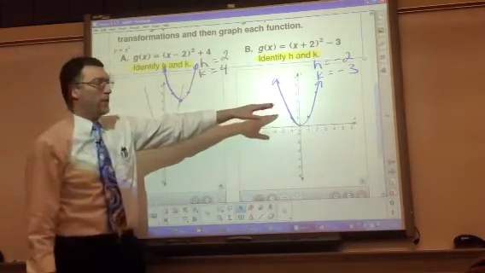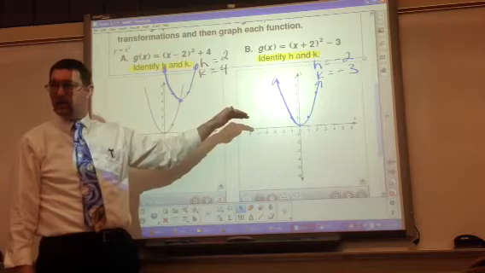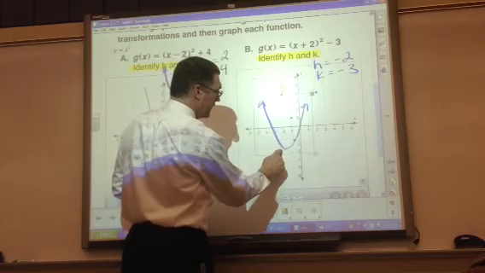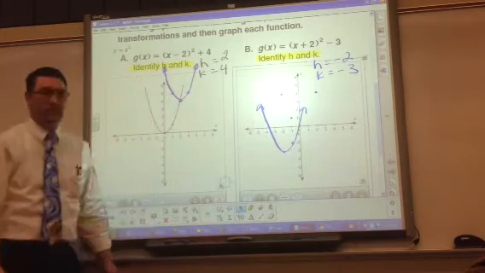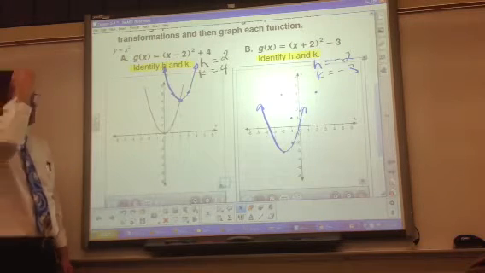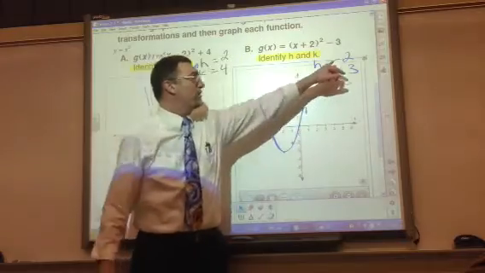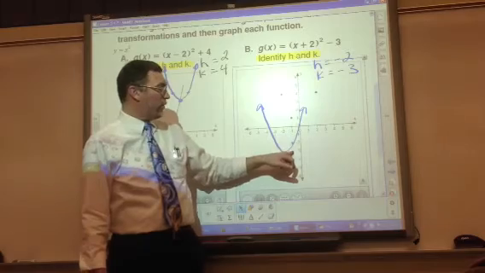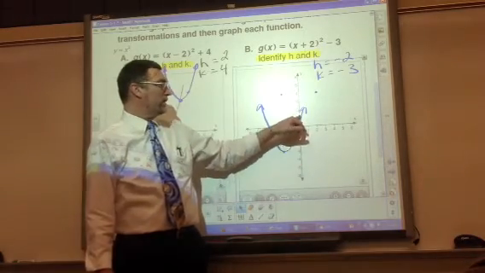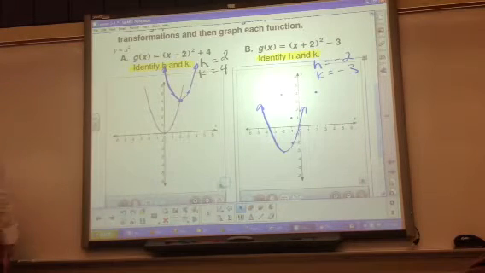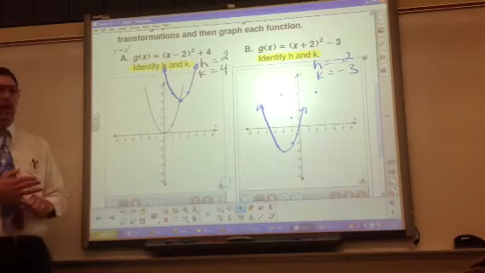So we're going to take this graph and move it to the left 2 and down 3, and there's my graph. From that vertex point, -2, -3, I put my vertex there, and I'll go over 1 and up 1, over 2 and up 4, both directions, to make my graph. So don't forget that h is always the opposite.